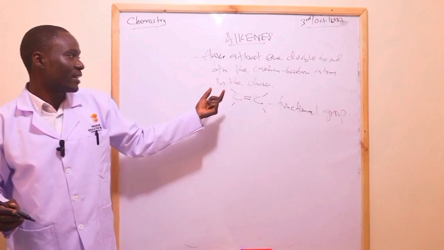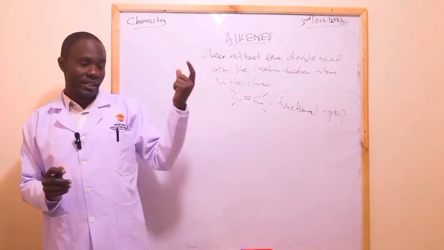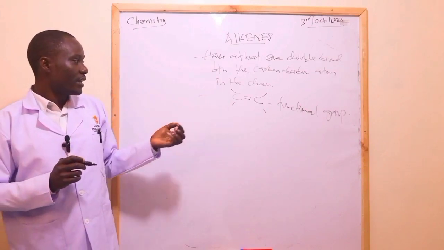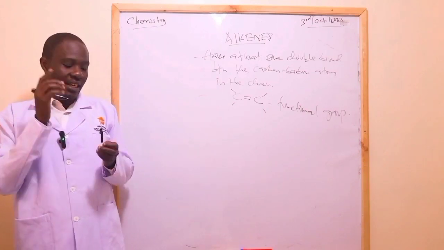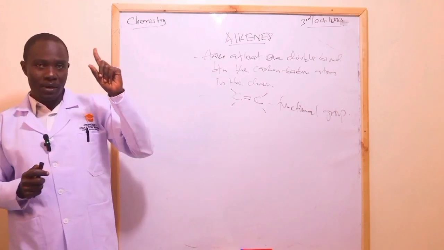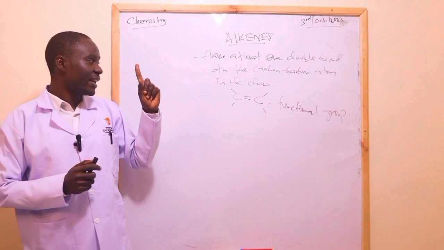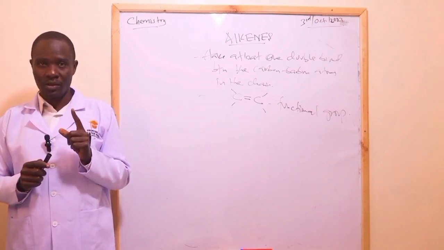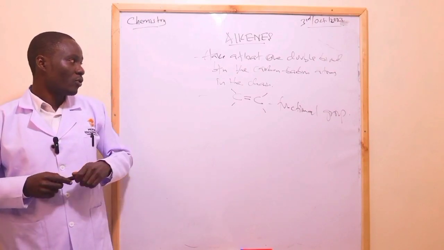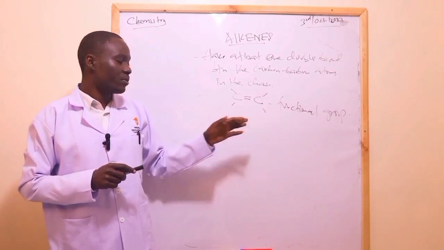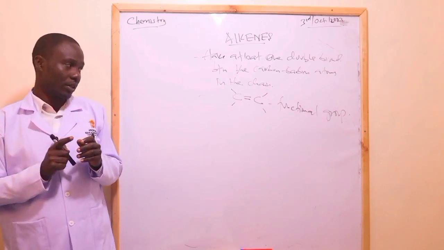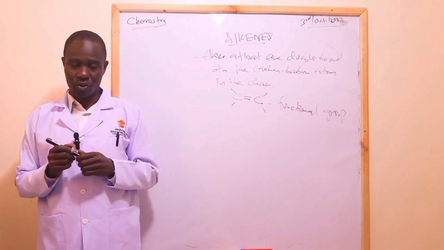Now, much as I've said that all members of alkenes must have at least a double bond between the carbon-carbon bonds, it means that the minimum number of double bonds that any alkene member can have is one, but it can have more than one, two or more. But in most cases, those that we shall deal with have only one double bond, and a few of them have got two.